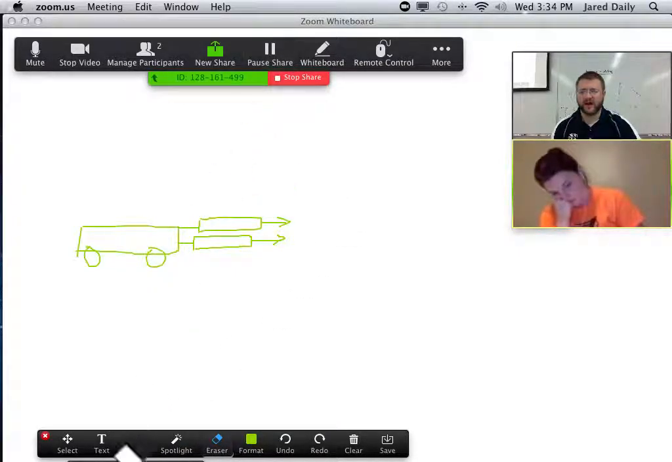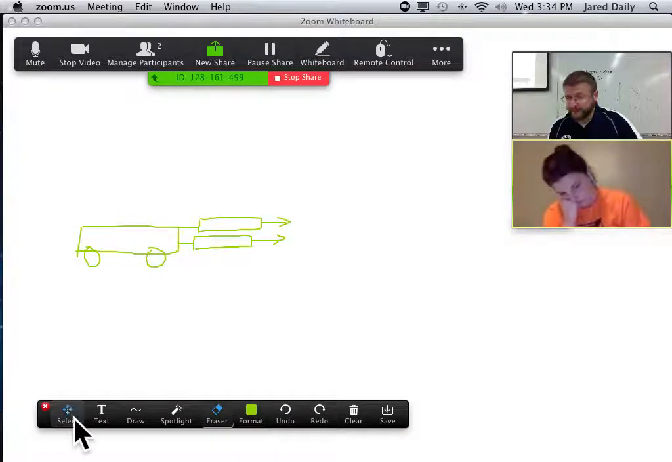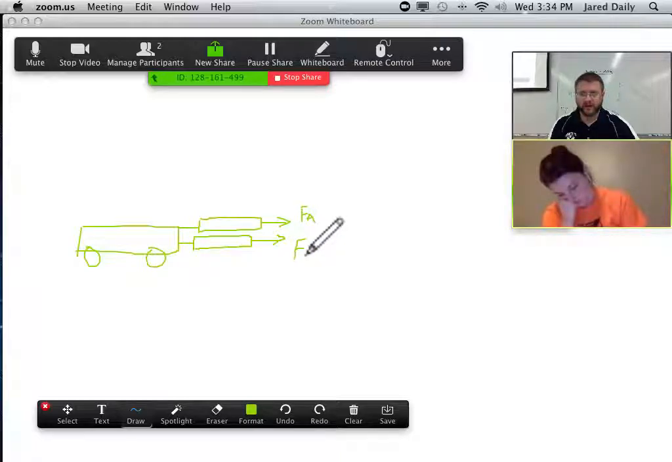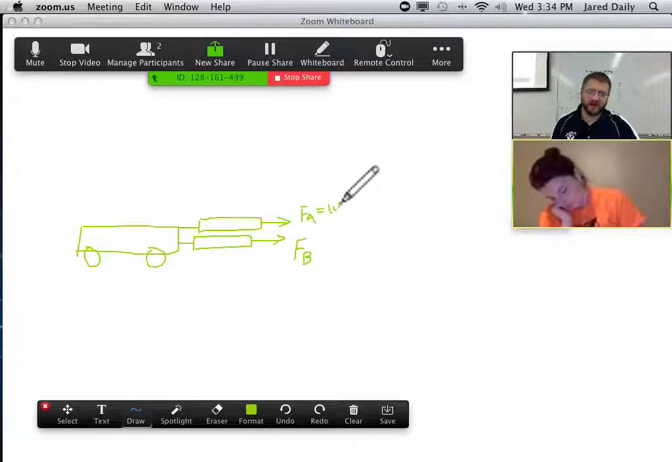So the top one is FA. The bottom one is FB. And FA is still given at 10.5 newtons. So FA, the force, equals 10.5. And that equals the mass times the acceleration, and you can calculate the mass from that, right?